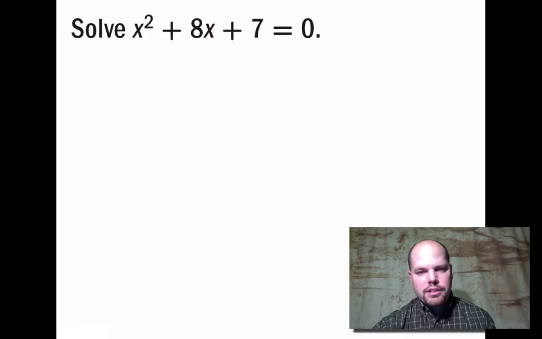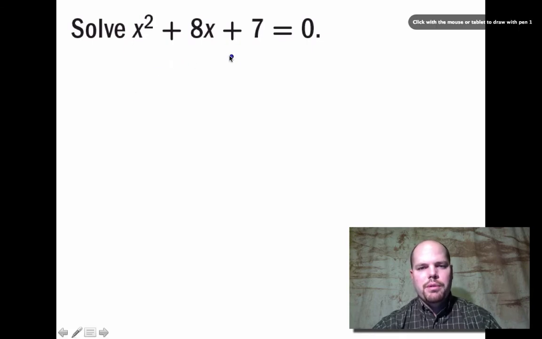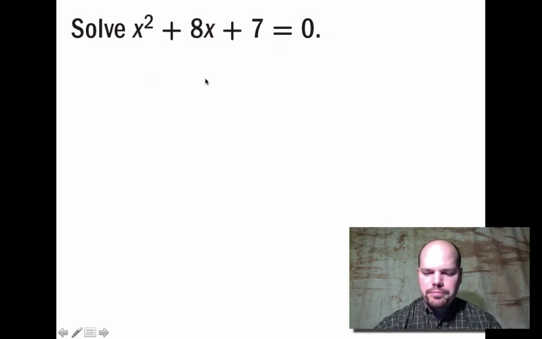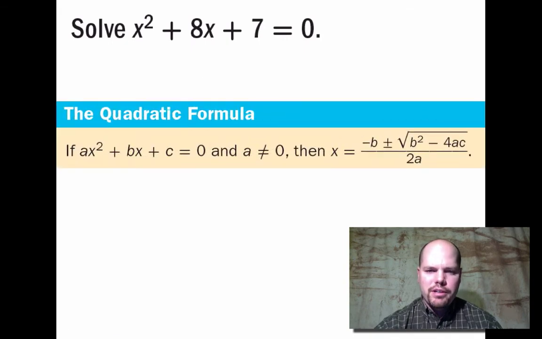So if you were to try and guess, the first thing you do is probably subtract 7 from both sides. Then you'd be left with x squared plus 8x equals negative 7. And then do you divide by 8? No, because then you get x squared over 8 plus x. That doesn't help you. If you square root it, you don't have a way to simplify that. So you don't have a method at this point to solve that. So we need the quadratic formula.